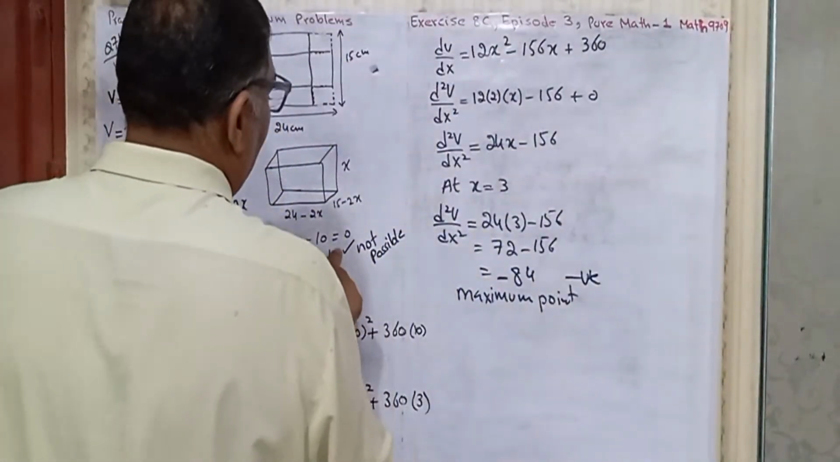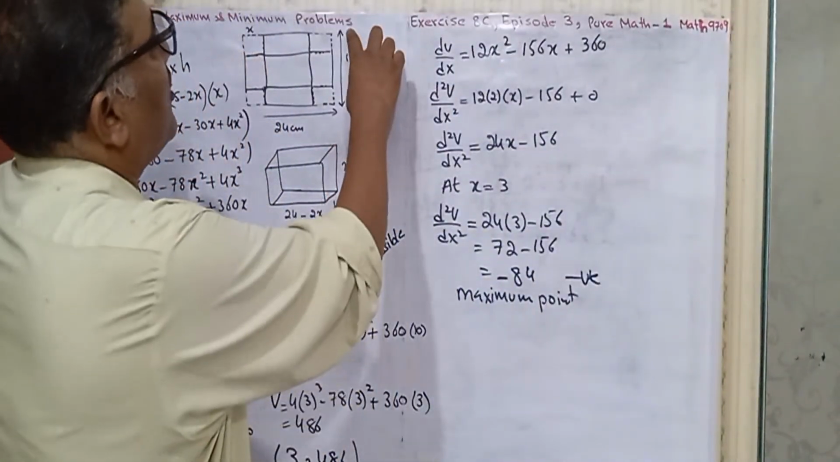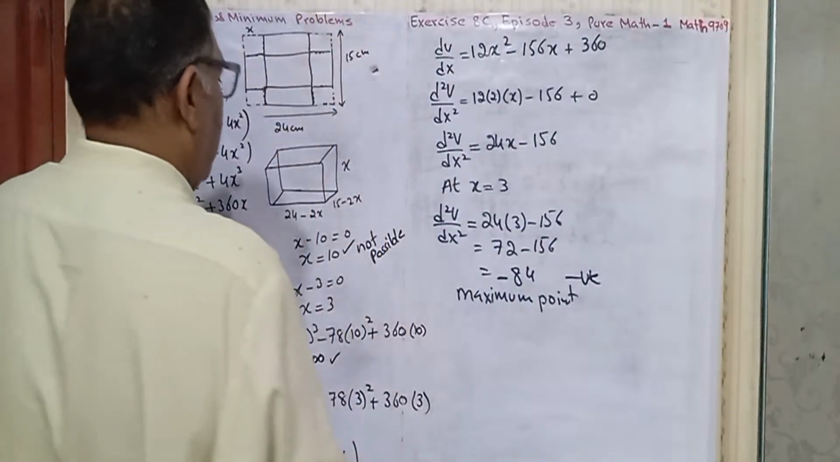The x value cannot be 10, remember this, because that makes this side negative.